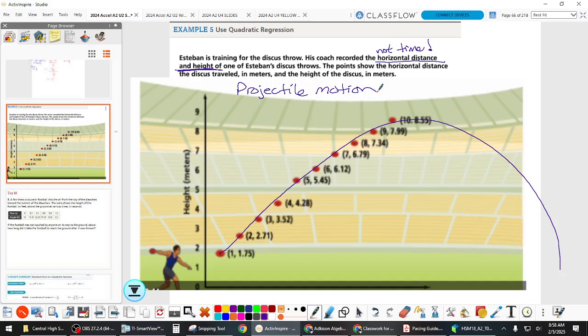Anyway, if we could get a function rule for that, we could help him predict heights based on his throwing, right? Well, there's lots of points. So what did you do yesterday to find a function rule for that? Any? Yeah, you picked 3, and then you found A, B, and C. How would that feel on this?